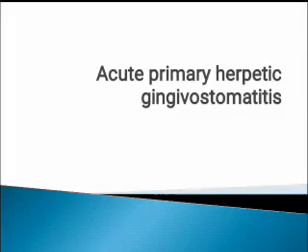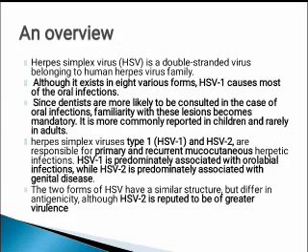I will be talking about acute primary herpetic gingivostomatitis. For an overview, herpes simplex virus is a double-stranded virus belonging to the human herpes virus family. And although it exists in 8 various forms, herpes simplex virus 1 causes most of the oral infections.